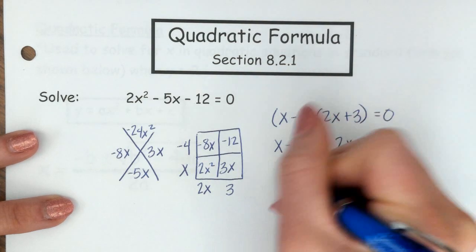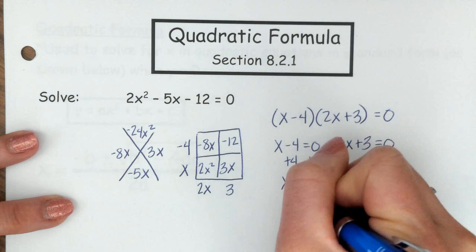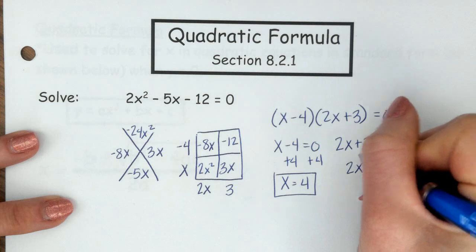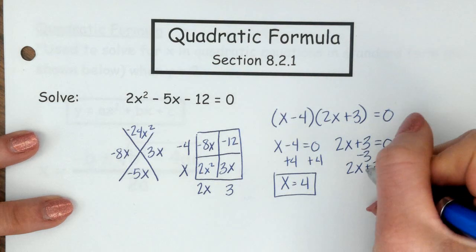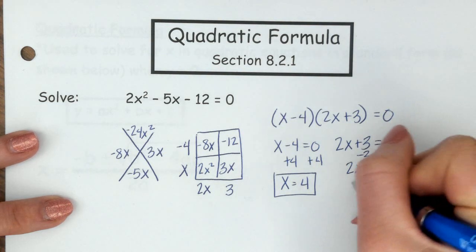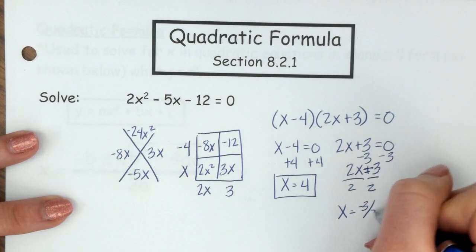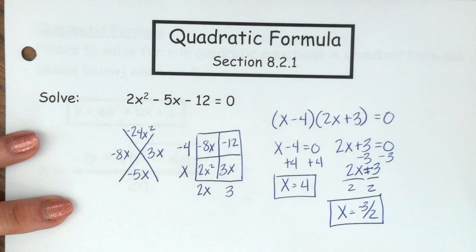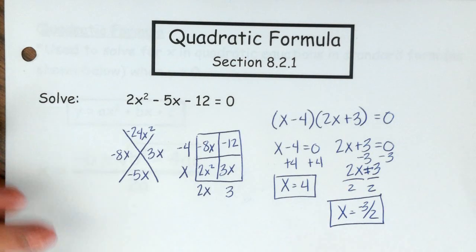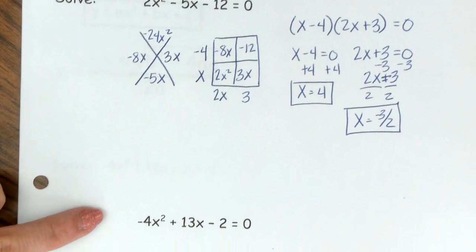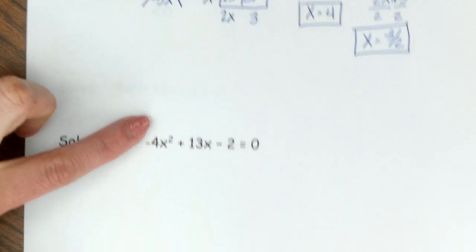And I set each of those equal to 0. Oops, minus 3 equals negative 3 divided by 2, negative 3 over 2. Okay, so we've done that. Now that you remember that, let's try this.